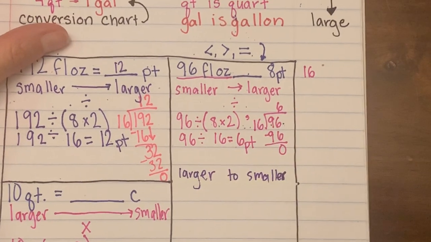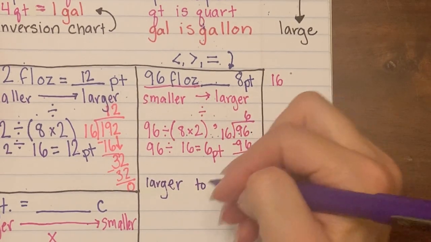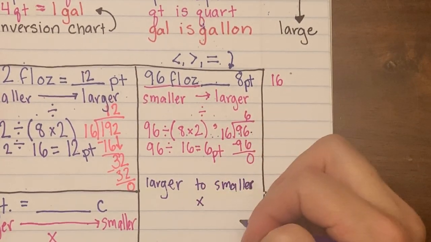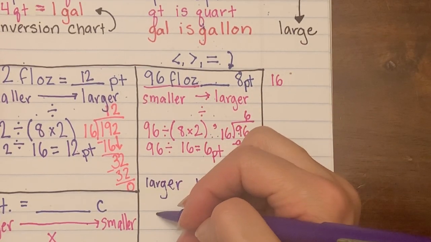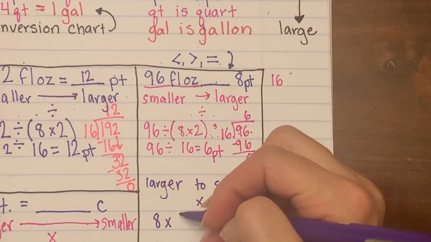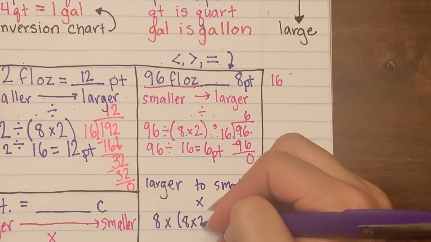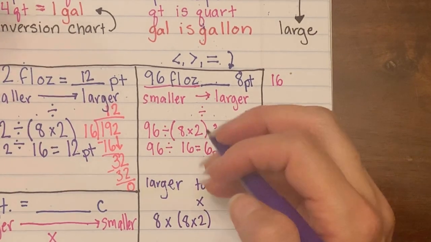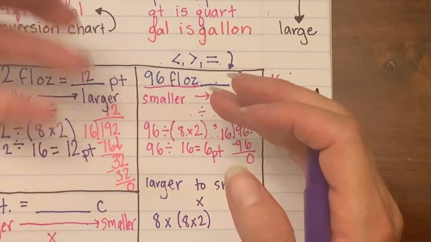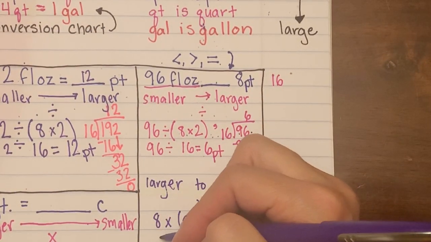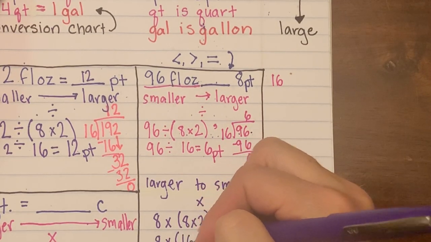This does not like me writing right there. I'm going to scoot this. Okay. Larger to smaller, which means I am going to multiply. So I'm going to take my 8 and bring it down. And then I'm going to multiply it by my 8 and my 2, which was my 16. Same numbers because I'm still going up and down with the same measurements. So those numbers don't change. So it's going to be 8 times 16.